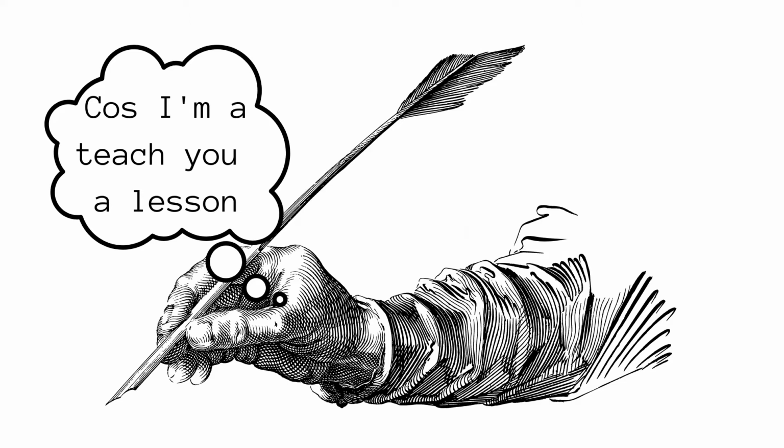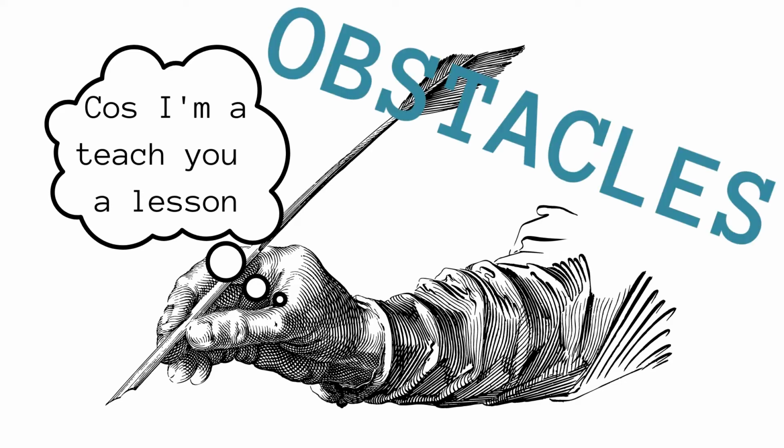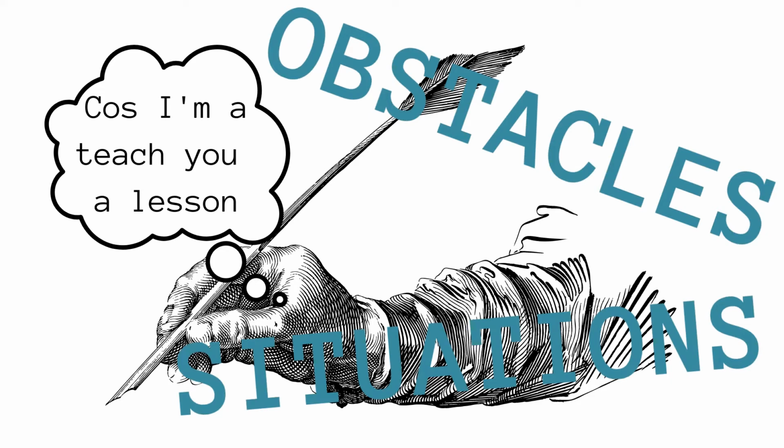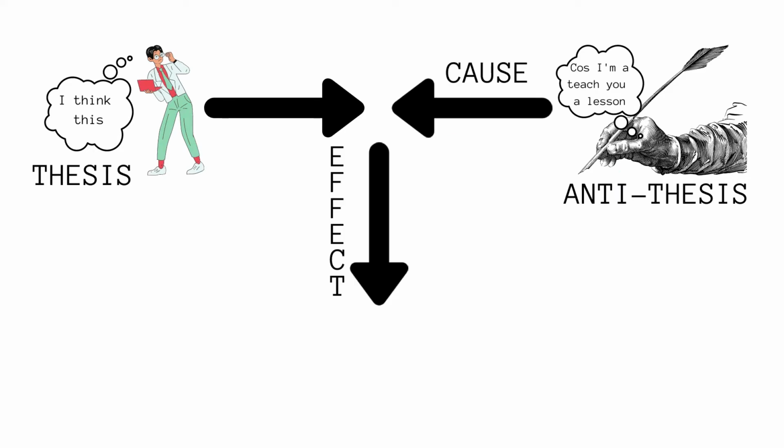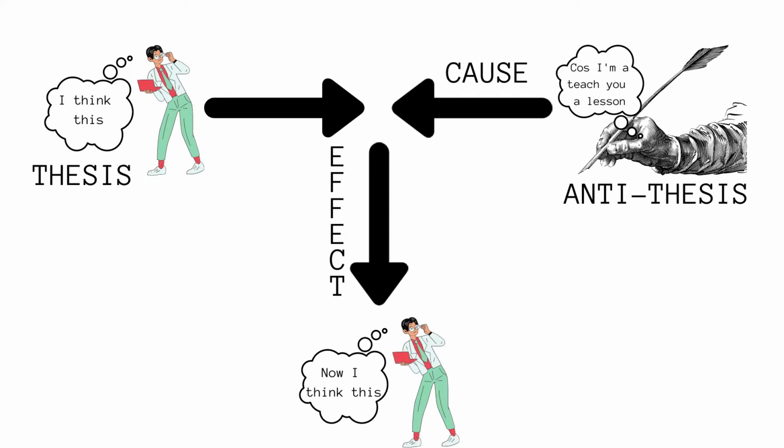And we, as the writer, need to create obstacles and situations that force the protagonist to come face to face with the antithesis. The protagonist's thesis is challenged by the writer's antithesis, which causes the protagonist to react. They are affected by it and changed as a result. This new version of them is called the synthesis.